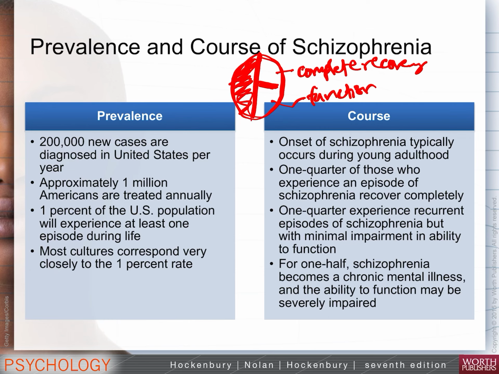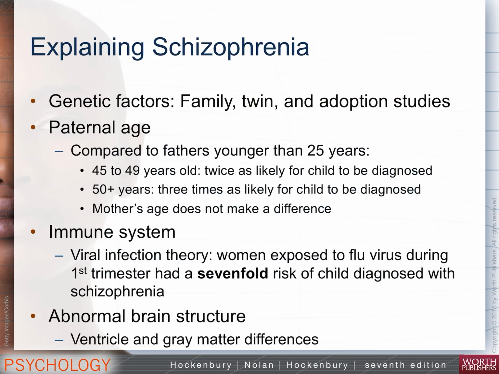this right here, half of the people who are diagnosed with schizophrenia, this is a chronic mental illness. Their ability to function is likely severely impaired. They may be doing treatments for the rest of their lives. They may not be able to ever hold down a job. They may have a lot of issues in their lives. So about half of the people who are diagnosed with schizophrenia end up with a chronic condition that they're really struggling with for the rest of their life.